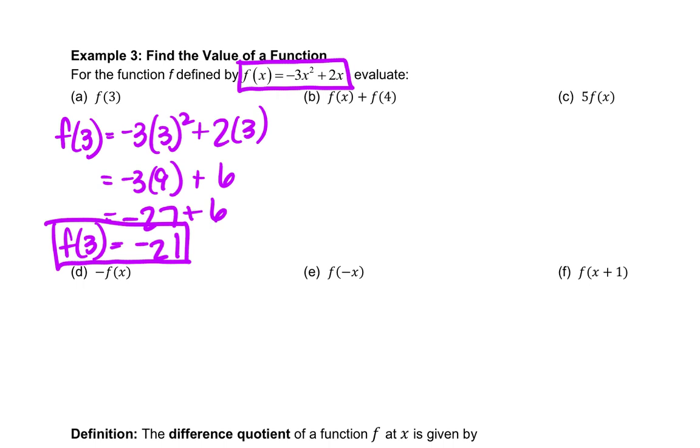All right, we have time for one more. This is telling us to add the functions. So they're saying f of x plus f of 4. The f of x part is going to be this right here: -3x squared plus 2x, plus, now rewrite it, but this time replace the x's with 4's.